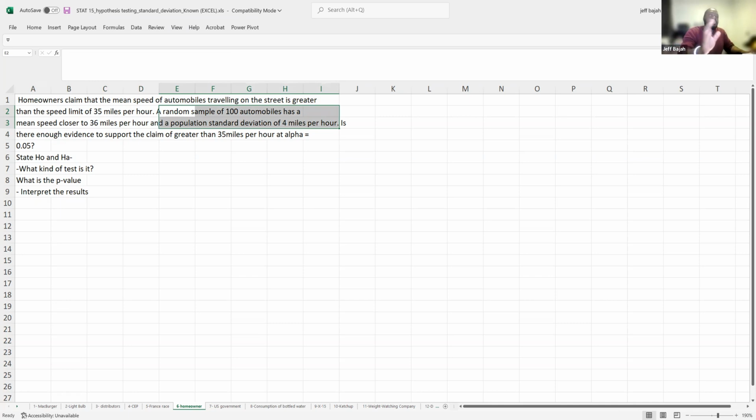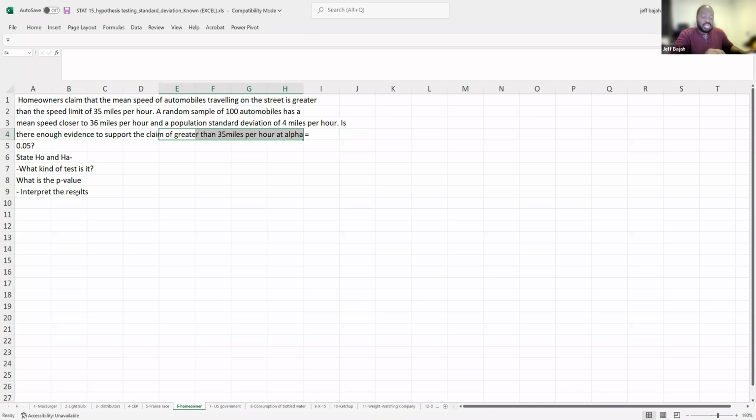So imagine that's what the homeowners claim, and then you decide to check that out. You sampled 100 cars driving across in that area, but yours was closer to 36 miles per hour. So the question is, is there enough evidence to support what the homeowners are saying? They claim that it's greater than 35 miles per hour.